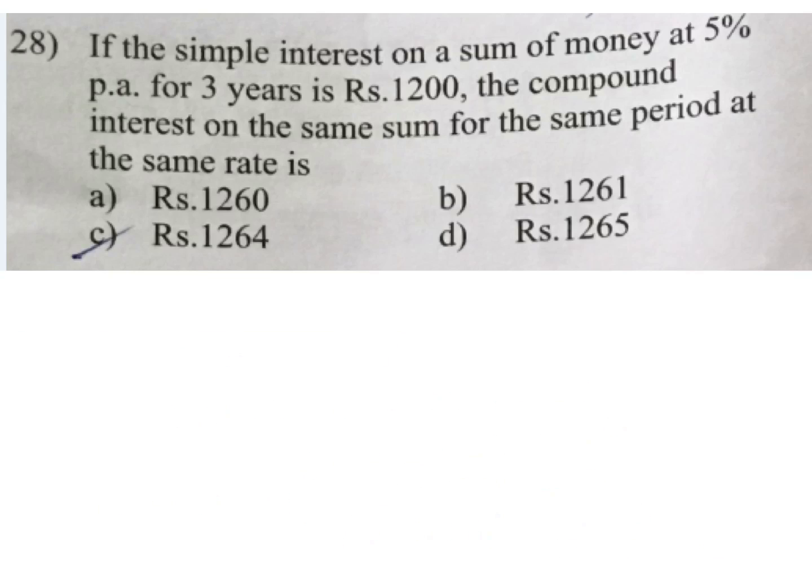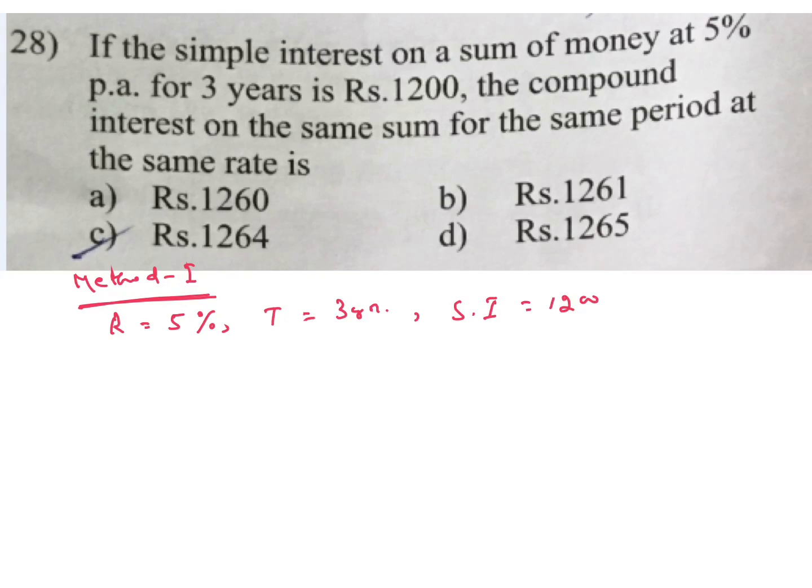If the simple interest on a sum of money at 5% per annum for 3 years is 1200, the compound interest on the same sum for the same period at the same rate is how much? So I will solve in two methods. In the first method, simple interest on a sum of money, rate is 5%, time is 3 years, simple interest SI.